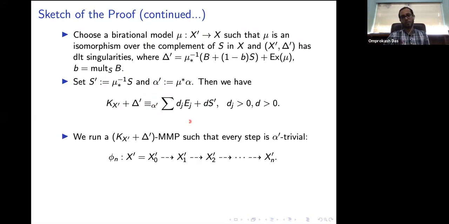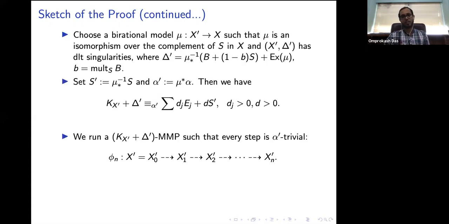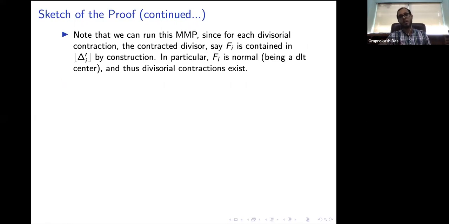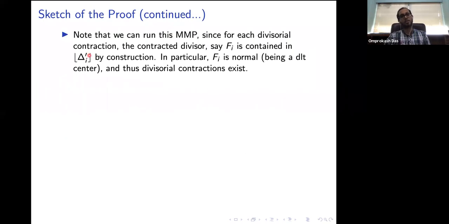And then basically we run the K_X' plus delta' MMP, so that every step of this MMP is alpha' trivial. The good thing is that this MMP can be run. You would say, well, before even having the MMP, how do you run it? Well, it can be run. Again, the only problem is the divisorial contraction, where the null locus of alpha, restricted to S, is not numerically trivial. But now that part is very nice. All of these things are a DLT pair, so every step is DLT. So let's say at the i-th step, I call the boundary divisor delta_i'.